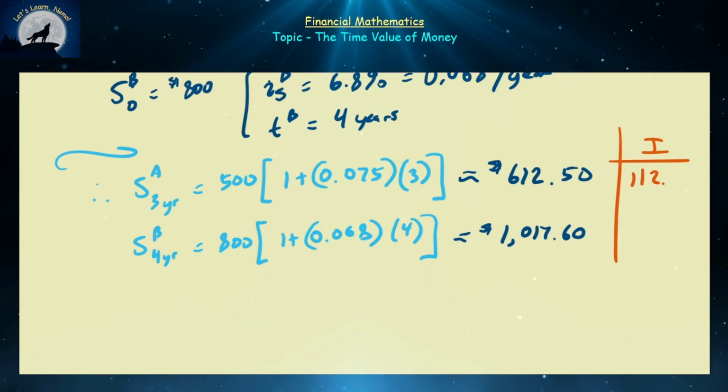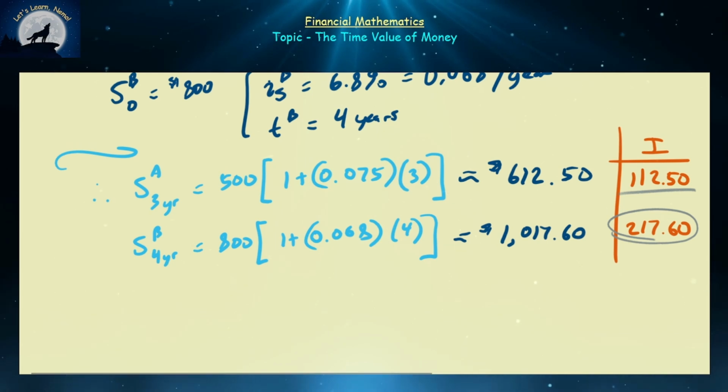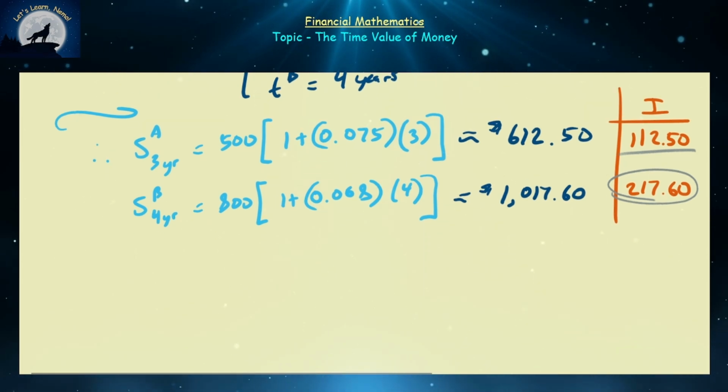So in particular, the interest, which you could look at in terms of profit, is $112.50 for A, and for B, $1,017.60 is going to be a $217.60 return on investment, right? So we're obviously getting more money from account B than we are from account A, right? So which one would you invest in?